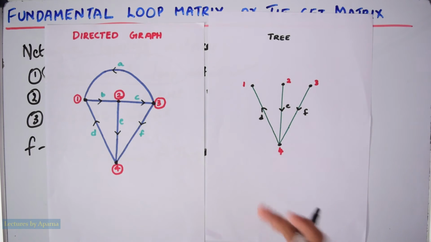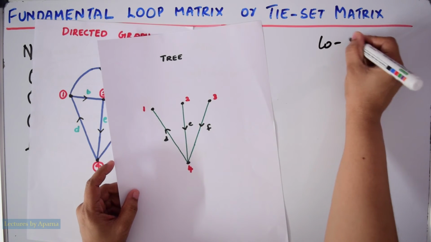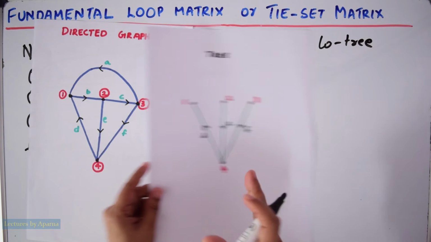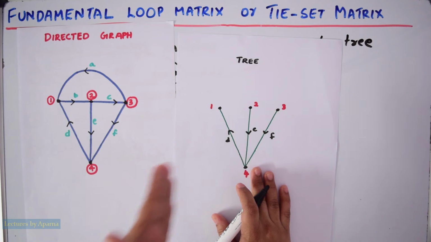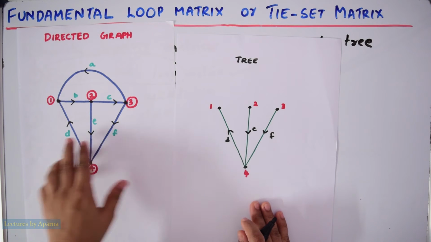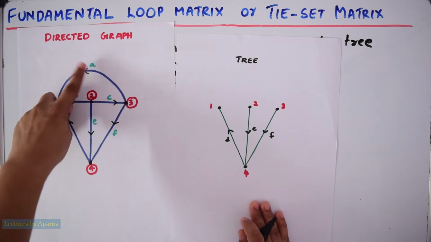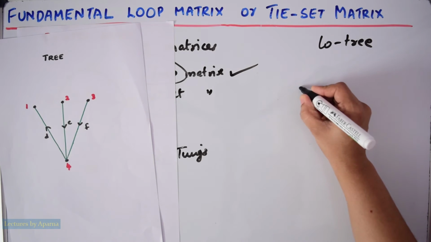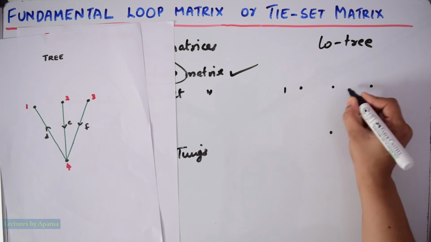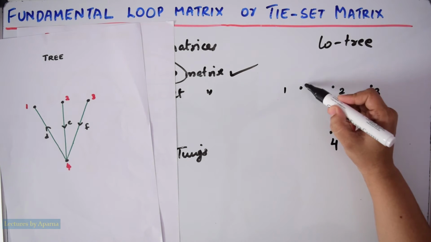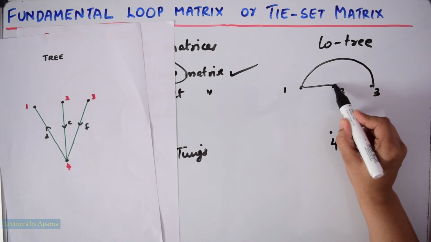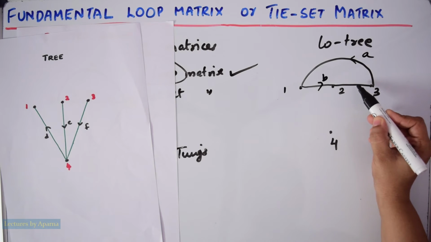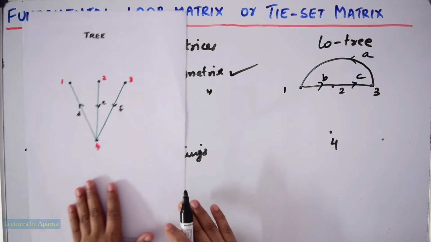How will you draw the core tree of this tree? To draw the core tree, you have to draw those branches which are not included in this tree. So let us see which are the branches that are not included in this tree. They are A, B and C. So I can draw the core tree like this. This is node 1, node 2, node 3, node 4. So this is branch A, this is branch B and this is branch C. This is the core tree of this tree.